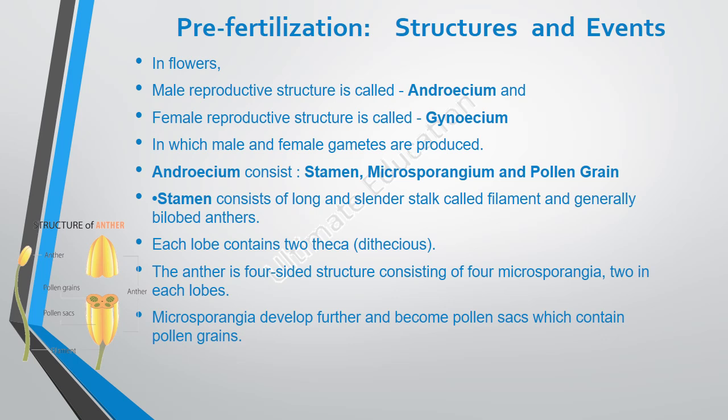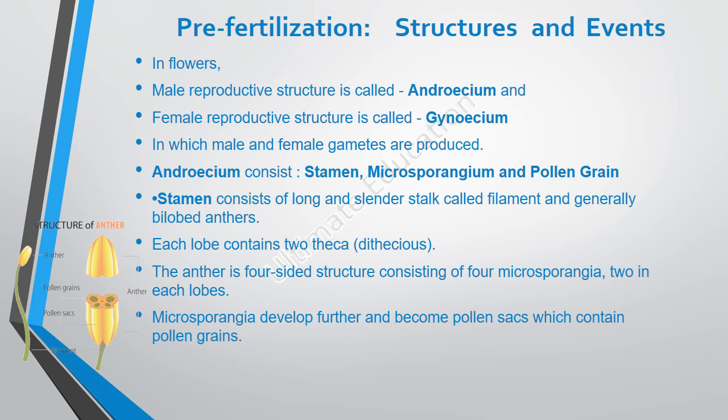The male structure and female structure consist of gametes, right? Both male and female gametes are produced. Androecium consists of stamen, microsporangium and pollen grains. The stamen consists of a long and slender stalk-like structure which is called filament, and generally it has bilobed anthers, as you can see in the diagram. Each lobe contains two theca.